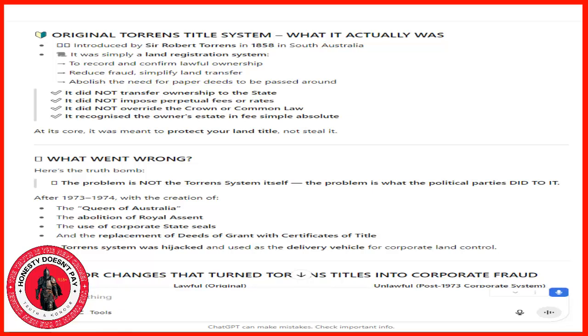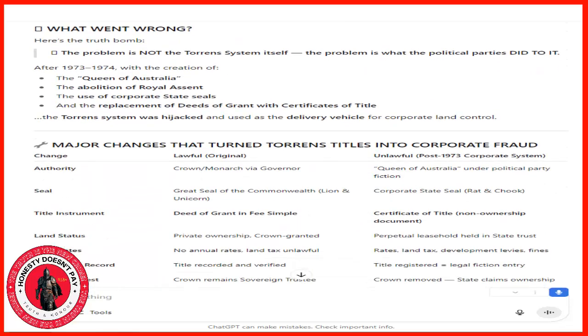What went wrong? Here's the truth bomb: "The problem is not the Torrens system itself. The problem is what the political parties did to it." After 1970 through 1974, with the creation of the Queen of Australia, the abolition of royal assent, the use of corporate state seals, and the replacement of deeds of grant with certificates of title, the Torrens system was hijacked and used as the delivery vehicle for corporate land control.